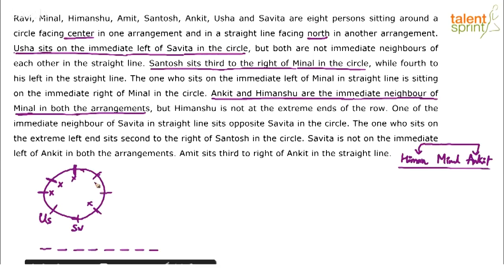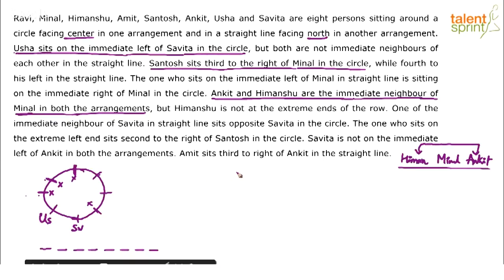Can Minal come in the other two positions? Yes, both are possible. See, if you take Minal here, Santosh is third to the right. First, second, third. Santosh can come here. Or if you take Minal here, first, second, third, Santosh may come here. So there are two possibilities for the circular arrangement. So let us consider those two. Are you able to follow?